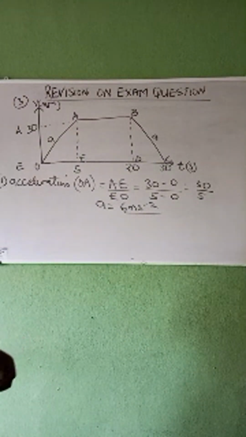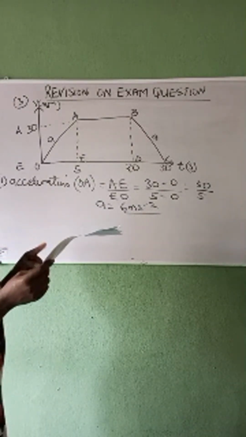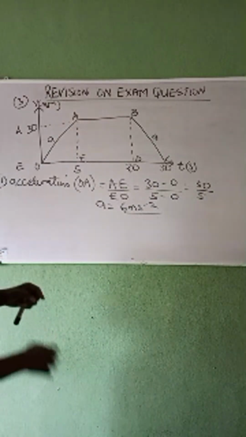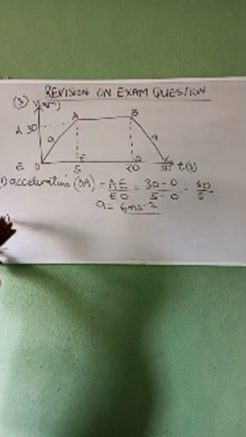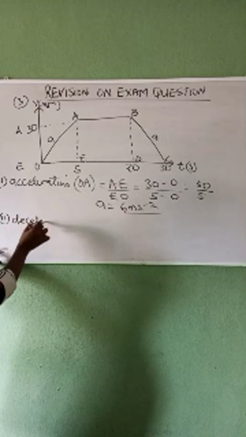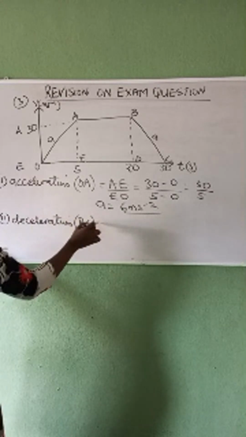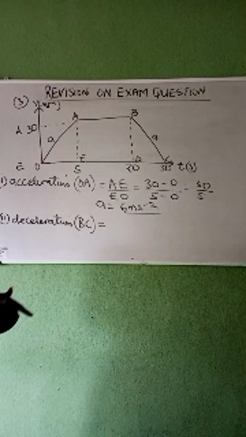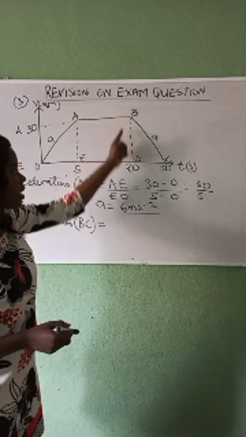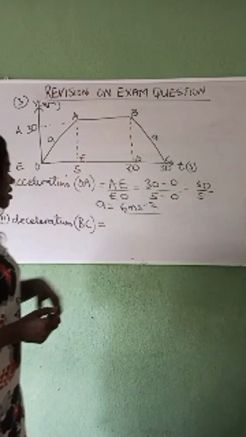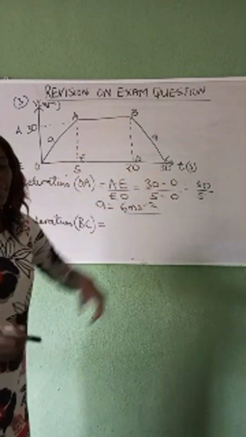The next question says you should calculate the deceleration during the last 10 seconds. So the deceleration during the last 10 seconds is from here to here, okay? So in deceleration, we are covering this triangle, okay? So this is line BC, okay? And we are covering BD over DC.